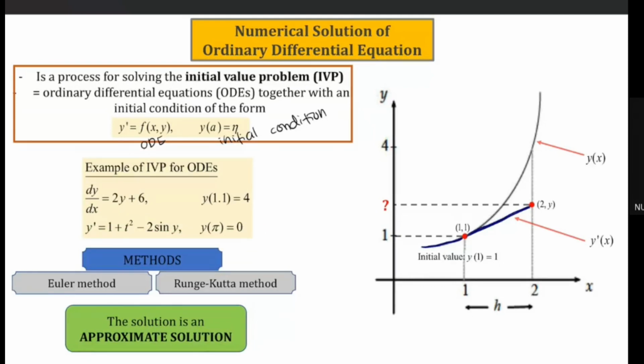Okay, there are many methods to solve ODE, but you will learn Euler's method and also Runge-Kutta method. The solution is an approximate solution. When you use Euler method and also Runge-Kutta method, the solution is approximate. If you use numerical solution, you can get approximate solution, not the exact solution. So basically, today you will learn how to solve this type of equation.